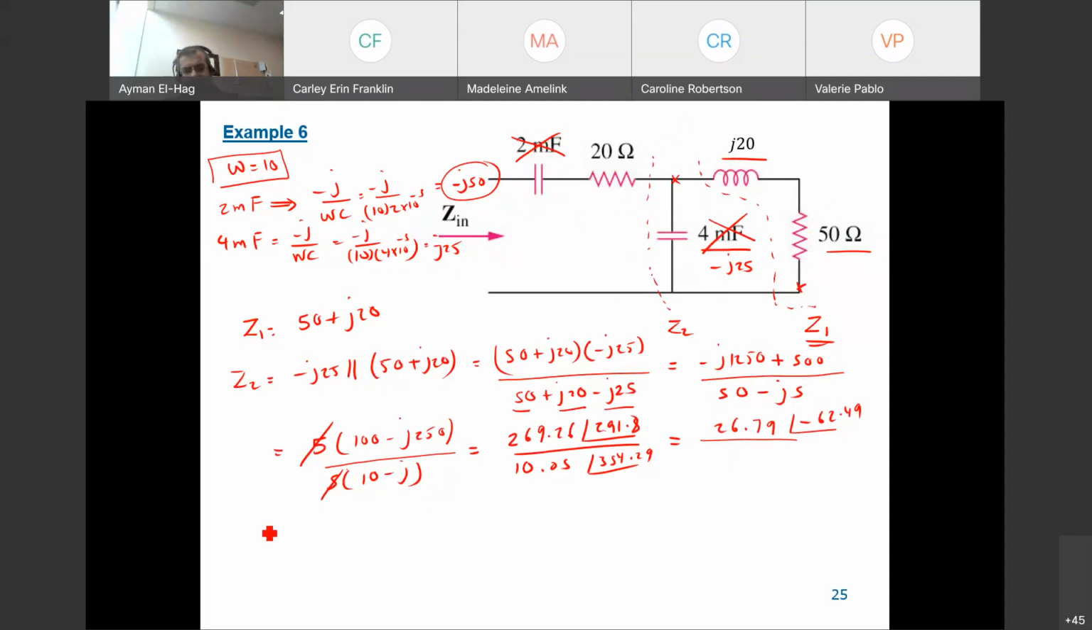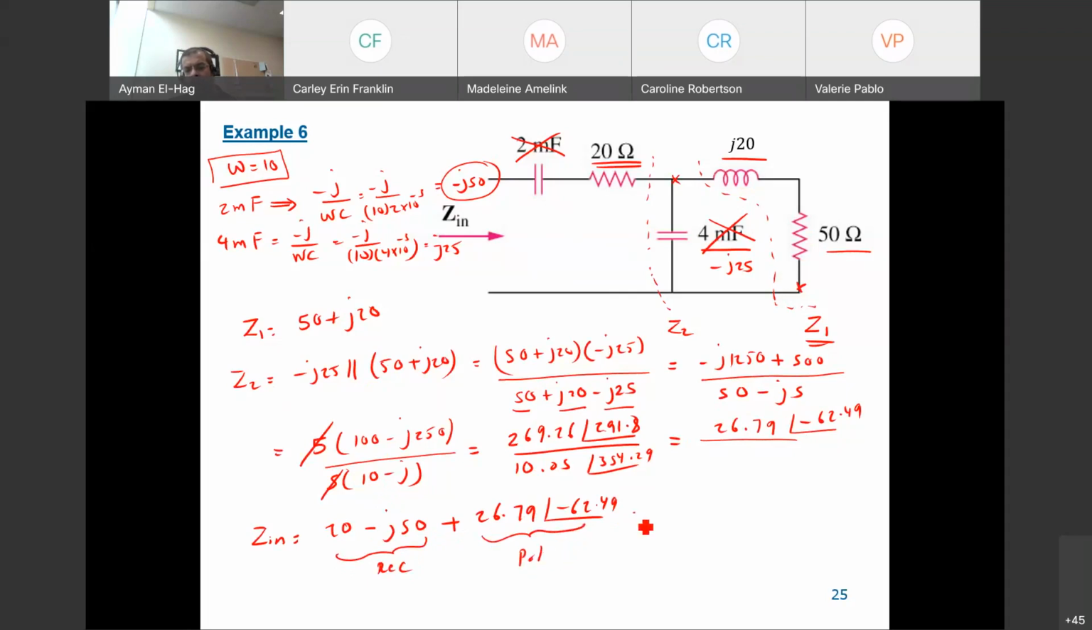So now Zn, which we want to calculate, is equal to this 20 ohm, in series with this minus j50, in series with this, which is 26.79 angle of minus 62.49. Now I am adding a rectangular number to a polar number. This is rectangular, and this is polar, and this is not possible.